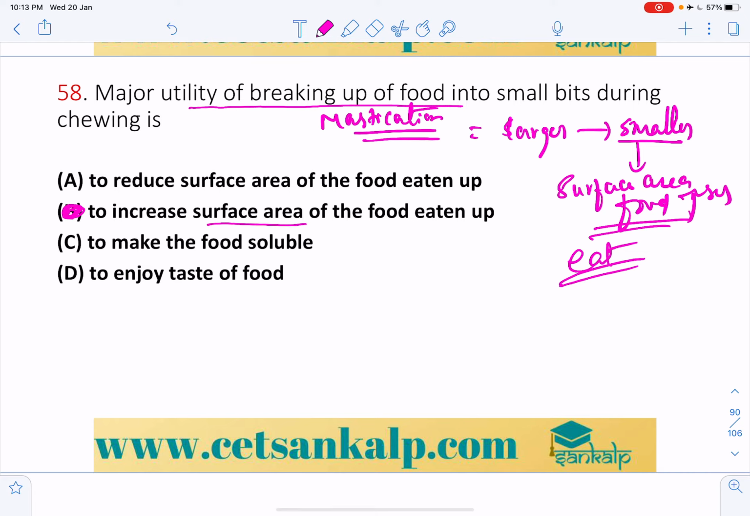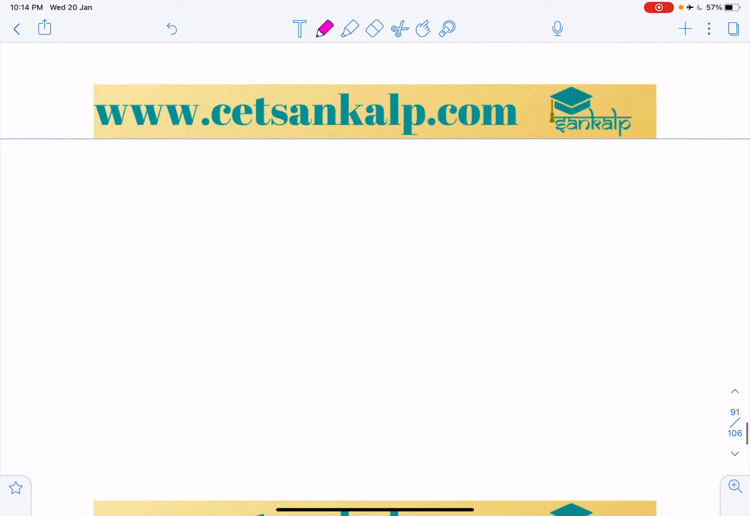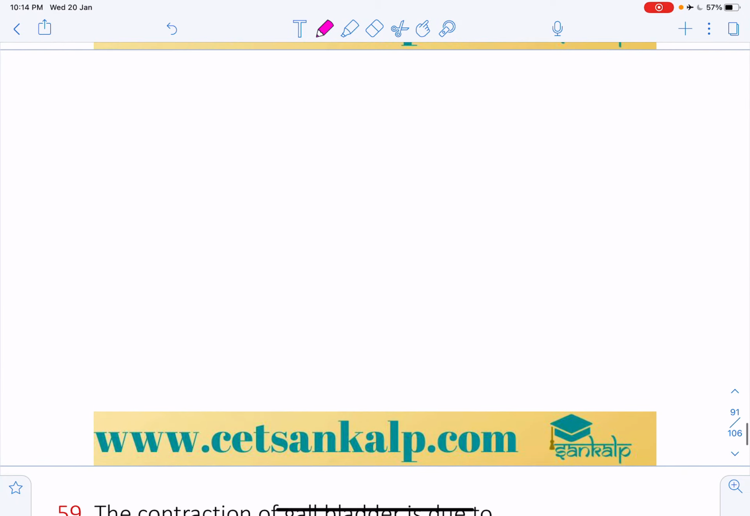To increase the surface area of the food eaten, not to reduce, wrong. To make food soluble, that is also wrong. And to enjoy the taste, nowadays people are having food for that only, right? Taste, not to have nutritional food.